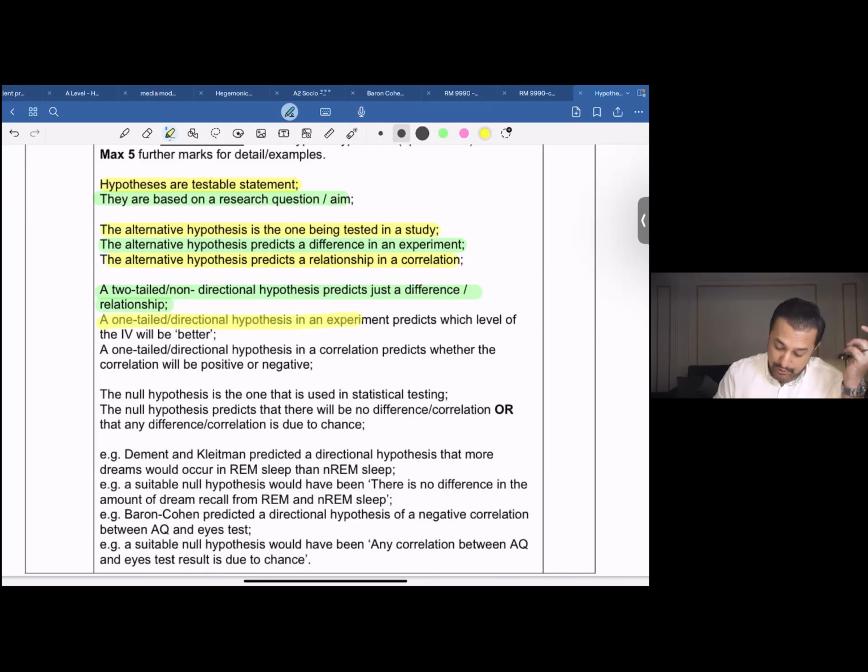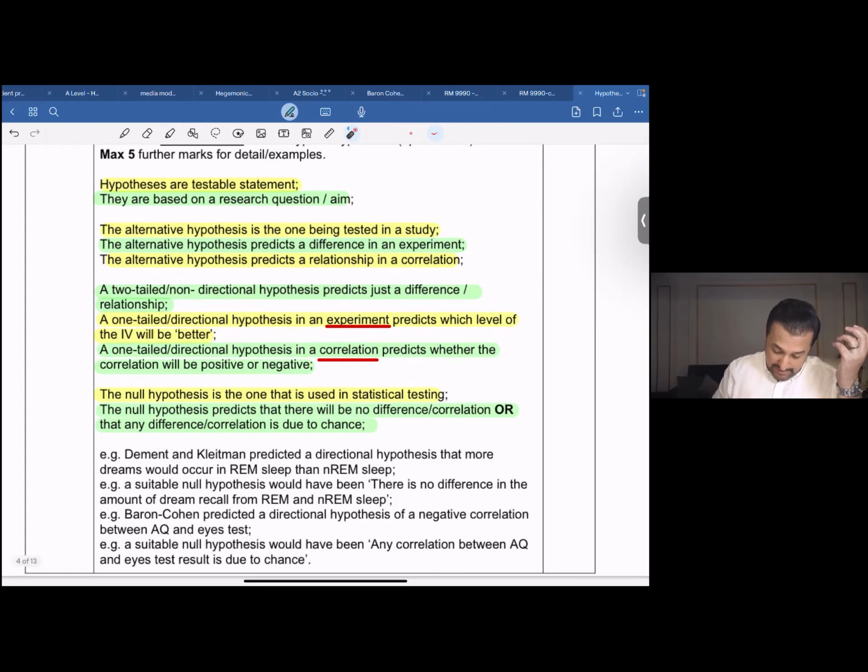A one-tailed or directional hypothesis in an experiment predicts which level of the IV will be better. However, a one-tailed or directional hypothesis in a correlation predicts whether the correlation will be positive or negative. Again, this is an example of an experiment. This is an example of a correlation. Understand them both. Taking it ahead, the null hypothesis is one that is used in statistical testing. A null hypothesis predicts that there will be no difference or correlation, or that any difference or correlation is merely due to chance. You could say it's merely due to chance, or this difference exists merely on the basis of coincidence too.